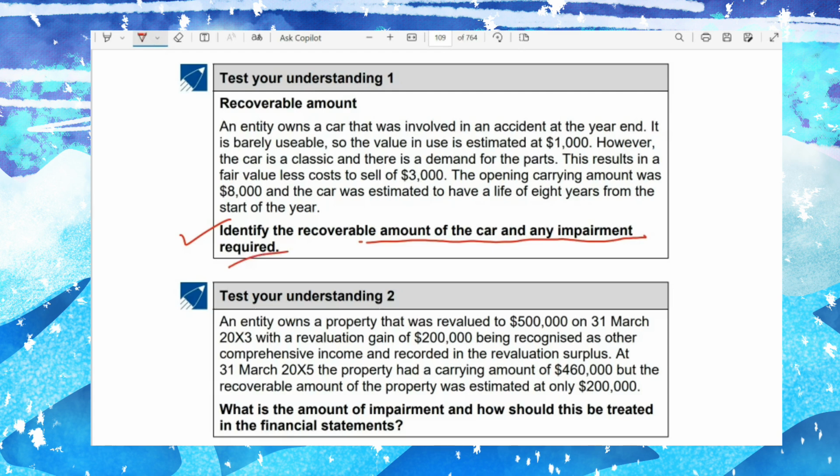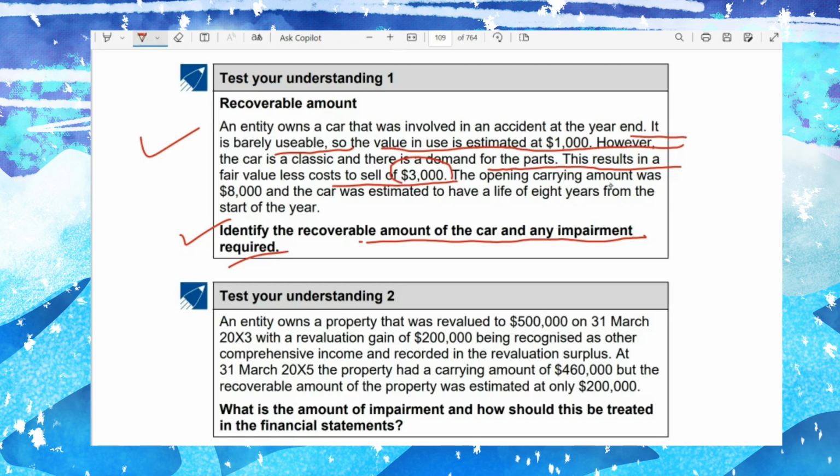So identify what will be the recoverable amount. First of all, if we consider the amount in thousands, the first recoverable amount of the car is 800,000, and then its carrying amount will be estimated at 1,000, and then its value.